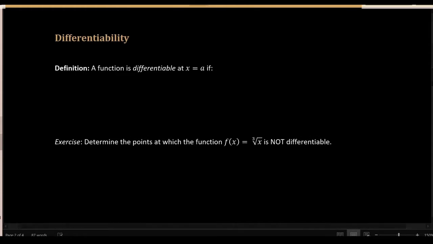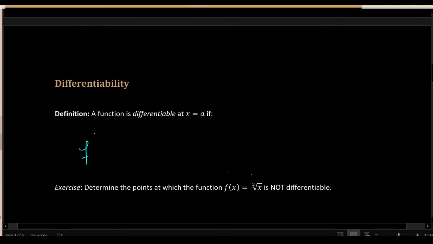So we say that a function is differentiable at x equals a if it is possible to differentiate f of x, to take the derivative of f of x and plug a into the derivative. A function is differentiable at x equals a if f prime of a exists.